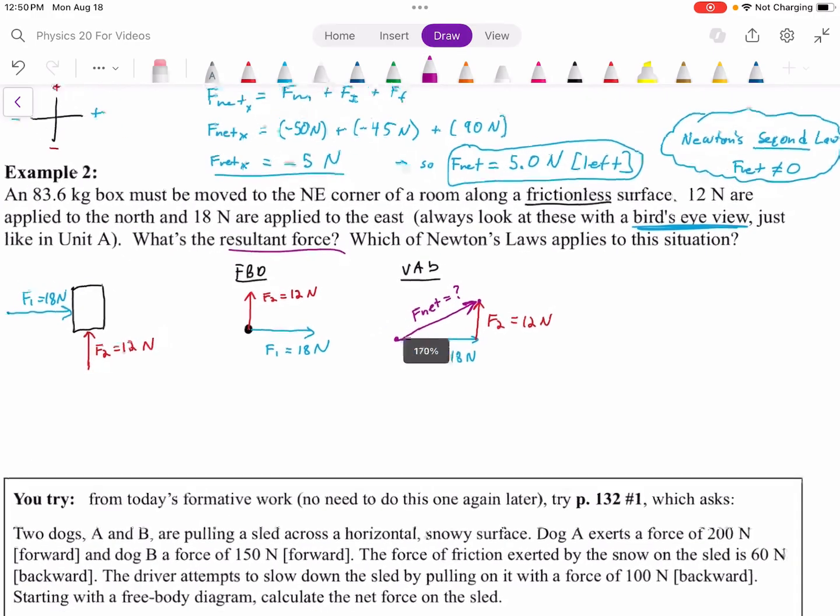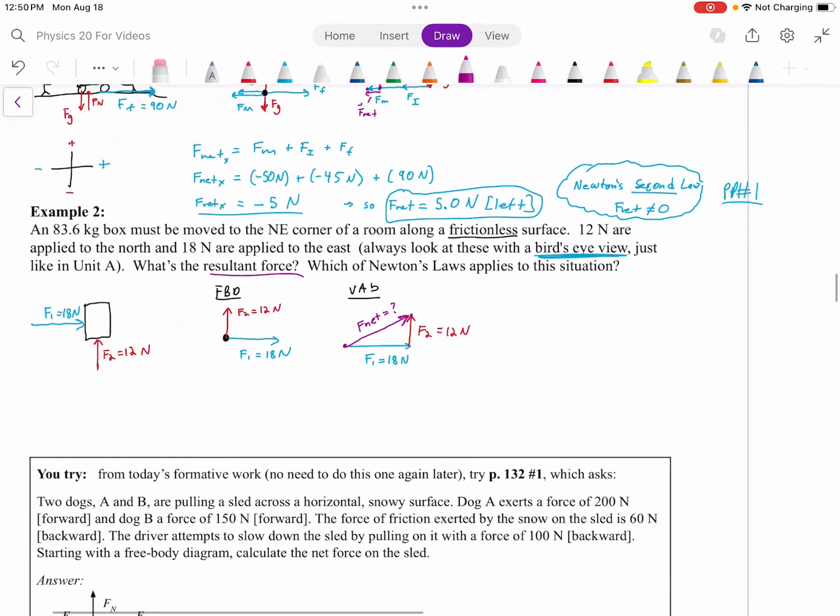So hang on a sec, does this look familiar? We know 18 newtons to the east, 12 newtons north, that's a 90-degree angle between east and north, right? So how could we figure out this side of our VAD? With the Pythagorean theorem, right? C squared equals A squared plus B squared. So F net squared is just going to equal F1 squared plus F2 squared. So F net is going to be the square root of, okay, F1 was 18 newtons and F2 was 12 newtons. So square those, add them, and then square root to get the magnitude of our net force.